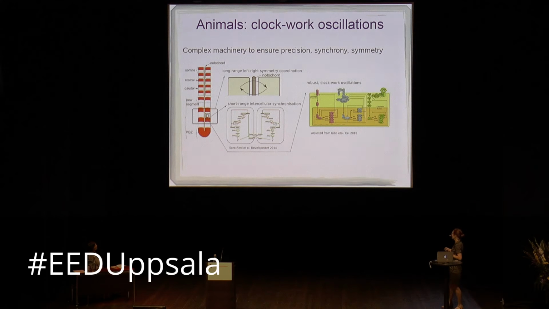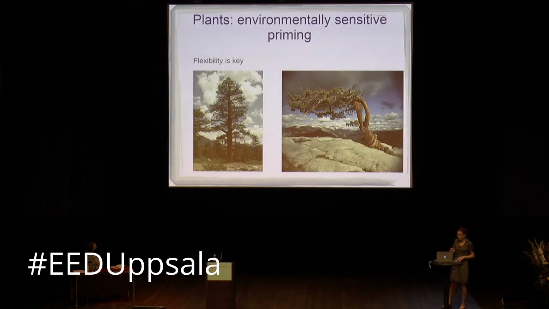And then finally, there are some new insights on how left-right symmetry is being kept, but it's not quite clear exactly how that is working. What we do know is that if you knock out retinoic acid, then somitogenesis becomes very asymmetric. So you see that there's this whole complex machinery in place to ensure precision, to ensure reproducibility, to ensure symmetry. But then plants.